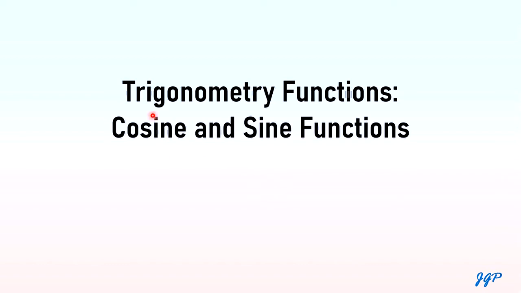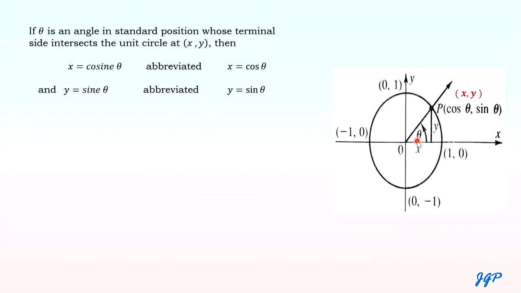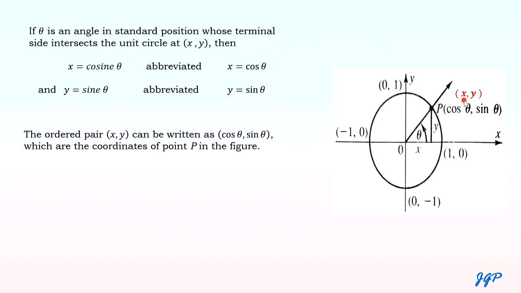So today we will discuss trigonometry functions, cosine and sine functions. So we have here a figure with a unit circle. If theta is an angle in standard position whose terminal side intersects the unit circle at x and y, then the value of your x is equal to cosine theta and y is the value of your sine theta. The ordered pair x and y can be written as cosine theta, sine theta, which are the coordinates of point P in the figure.